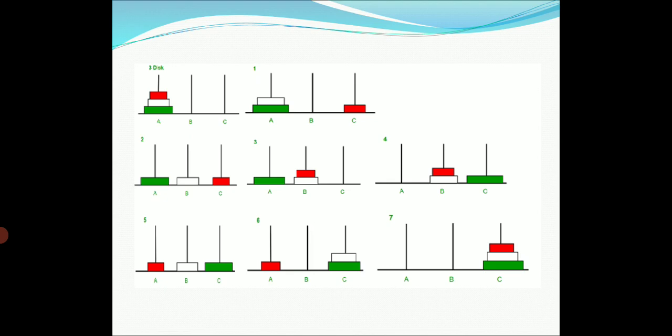So here the first rod A contains the 3 discs, which are then moved to rod C, the larger disc and the smaller disc in the same order, from bottom to top. So this is the Tower of Hanoi concept.